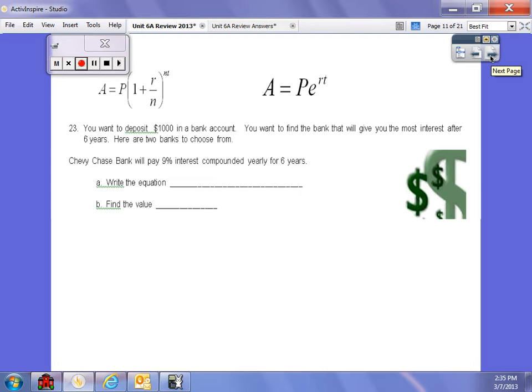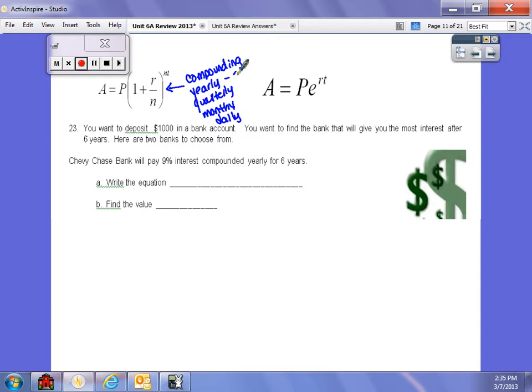Alright, now to the compounding word problems. So here we have this first formula. You will use that when it's compounding. If it's not compounding, don't use it. And we talk about compounding yearly, quarterly, monthly, daily, and then minutes and seconds, but we don't really do the minutes.